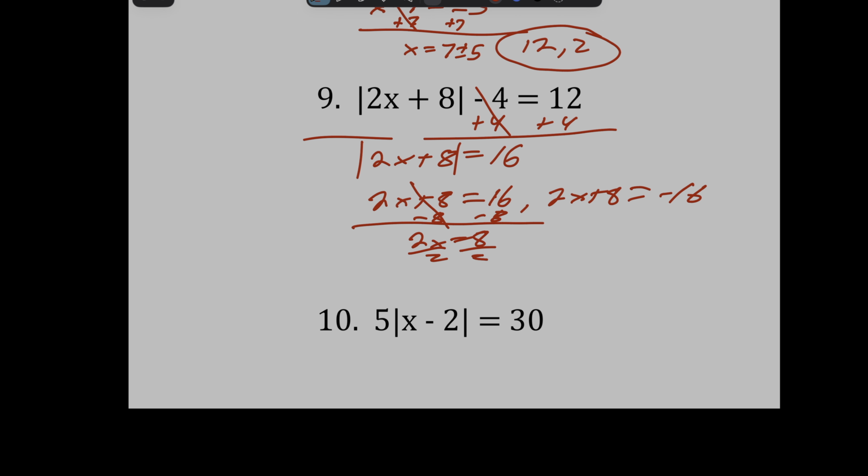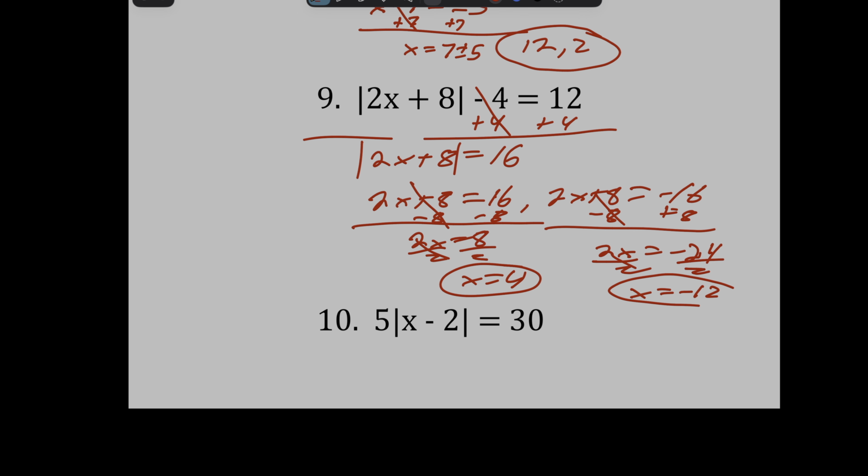Okay, so once I divide everybody by 2, I'm going to get x equals 4. All right, now here I'm going to subtract 8 from both sides. And I'm going to get 2x equals, add a line, change the sign, negative 24. And as I divide each by 2, x equals negative 12.